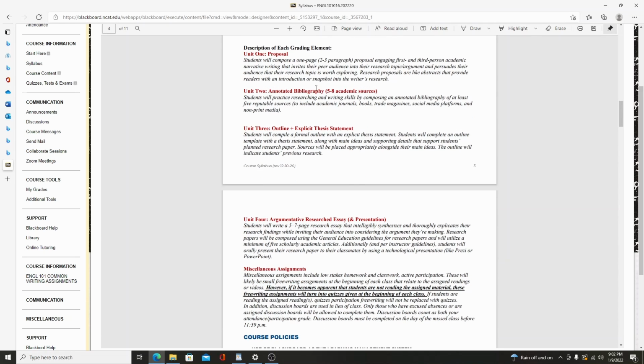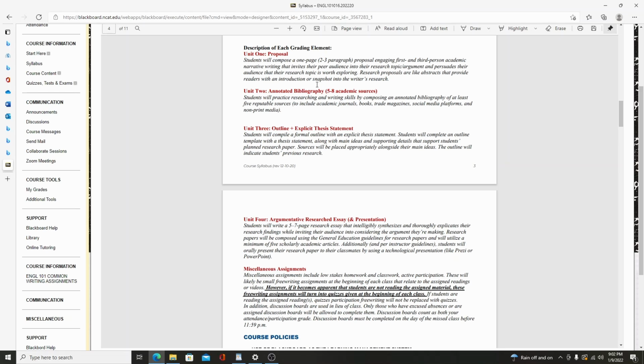In Unit 1, you will compose a 1-page, 2 to 3 paragraph proposal engaging first and third person academic narrative writing that invites your peer audience into your research topic or argument and persuades your audience that your research topic is worth exploring. Research proposals are like abstracts that provide readers with an introduction or snapshot into the writer's research. Again, if you're still confused on what a proposal is, don't worry, we'll go over it in class. I'm just letting you know what each of these are.